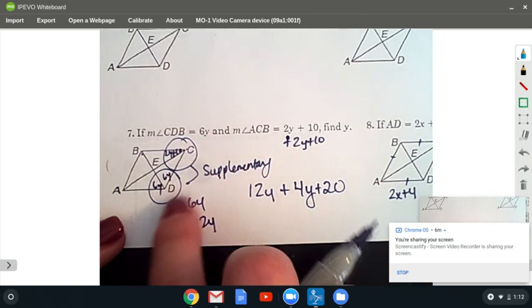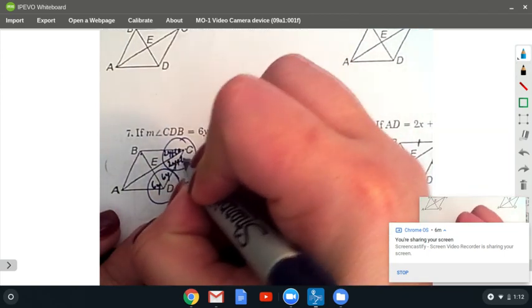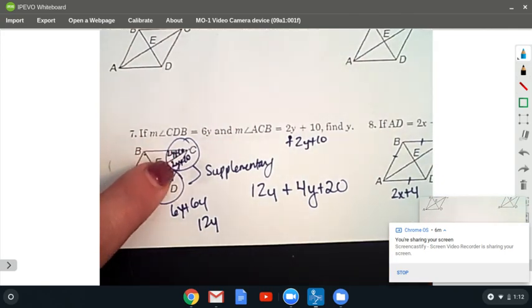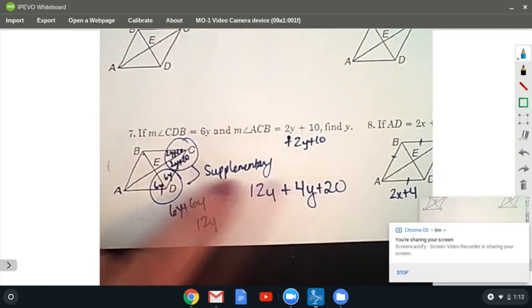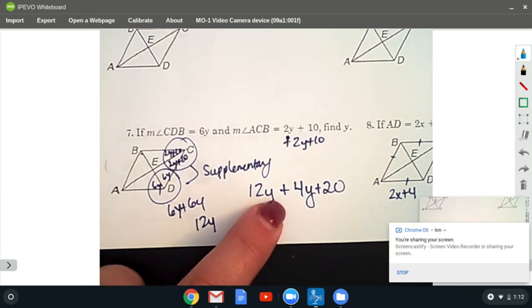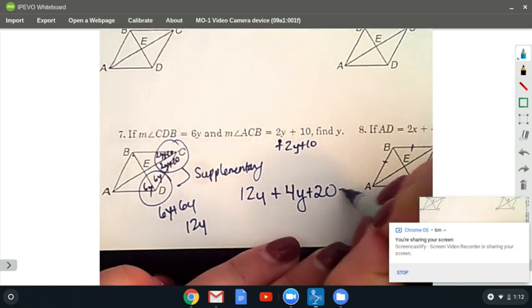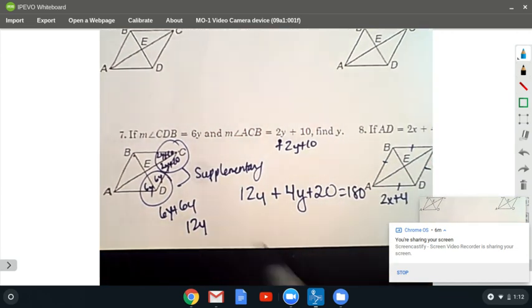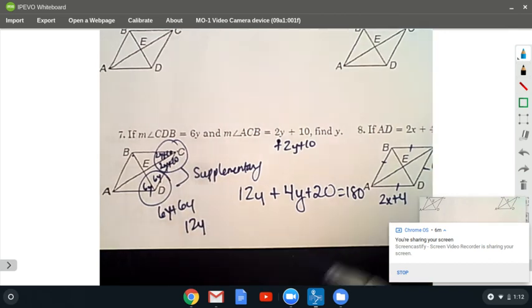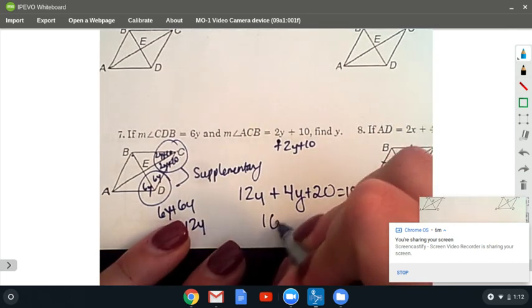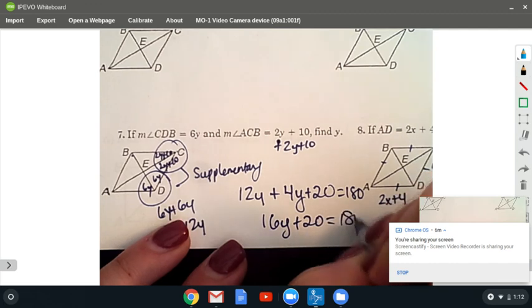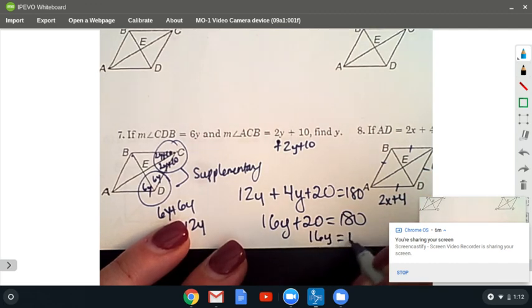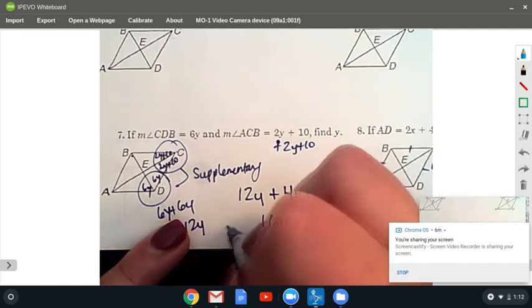These two angles, so you have to double both of these because they only gave you half of the angle. So double it, you get this. Double this one, you get 12y. Now I add those together to equal 180, because these two angles should add to 180. That gives me 16y plus 20 equals 180. 16y equals 160, so y is 10.